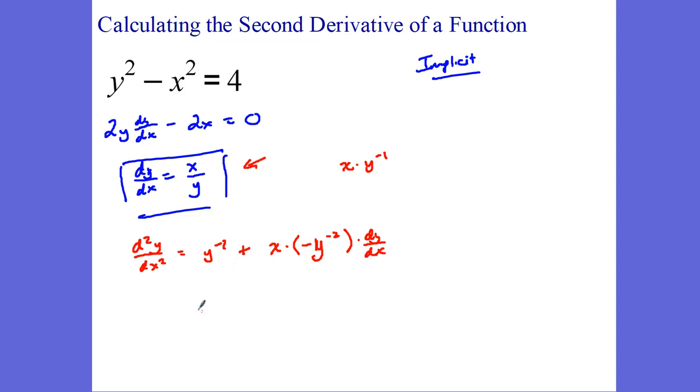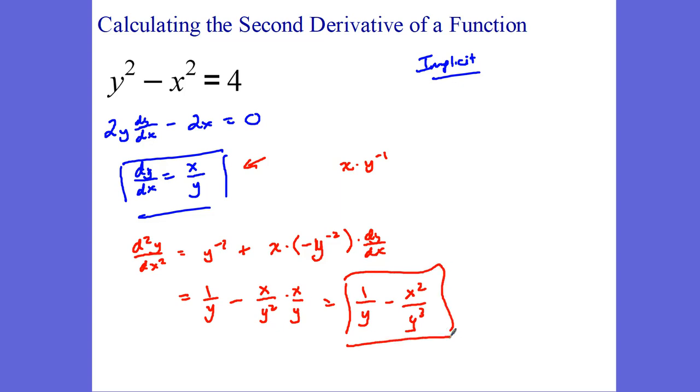Now, you're like, what do I do now? This is really weird. I have this weird dy over dx in my value. I have 1 over y minus x over y squared, but I still have this dy over dx. What do I do? What do you know dy over dx is? Look back to the first derivative. It's x over y, which means the second derivative is really 1 over y minus x squared over y cubed. That is my second derivative.